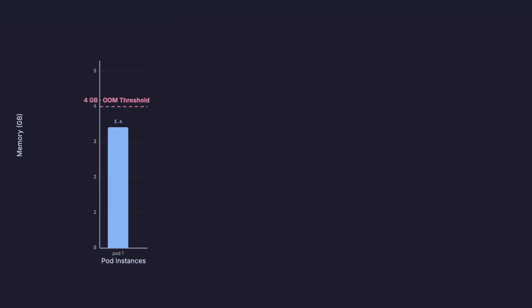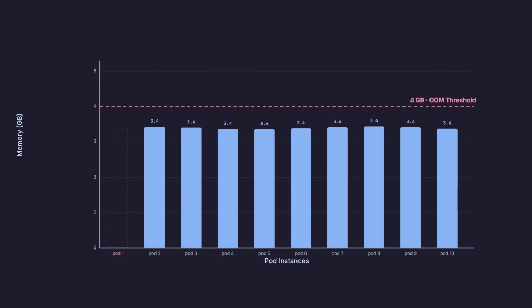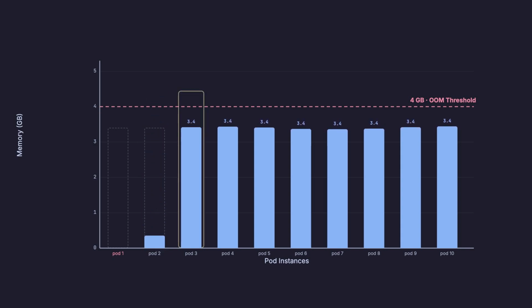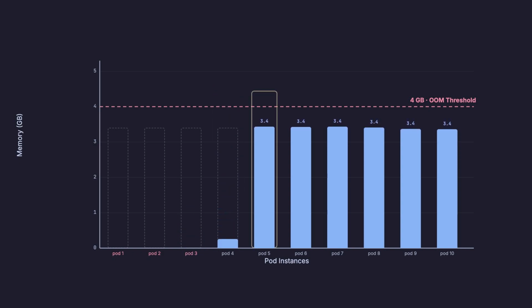Picture a containerized API that builds an in-memory index of a large dataset on startup. Each instance uses 3.4 gigabytes at idle. The pod memory limit is set to 4 gigabytes. When a burst of heavy requests arrives, say a complex join that materializes hundreds of megabytes of temporary data, the process jumps to 4.1 gigabytes, the kernel's out-of-memory killer wakes up, and the container is reaped.